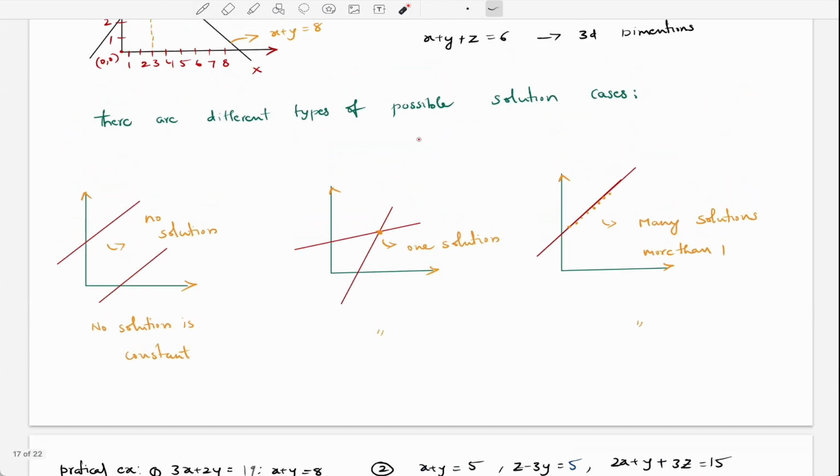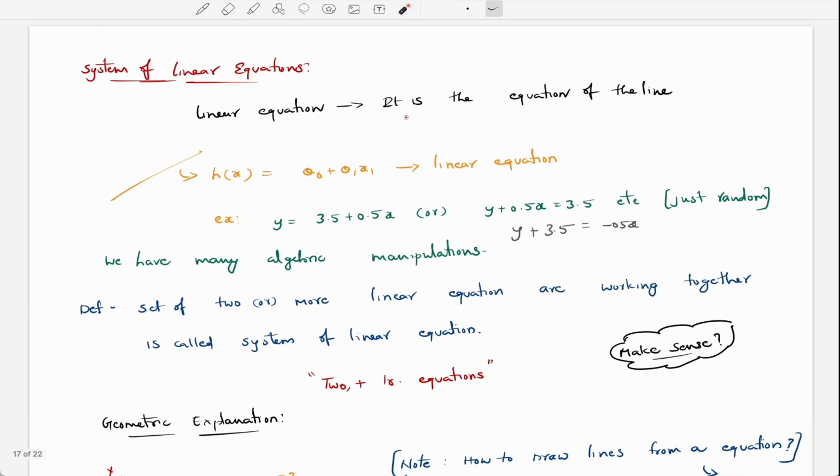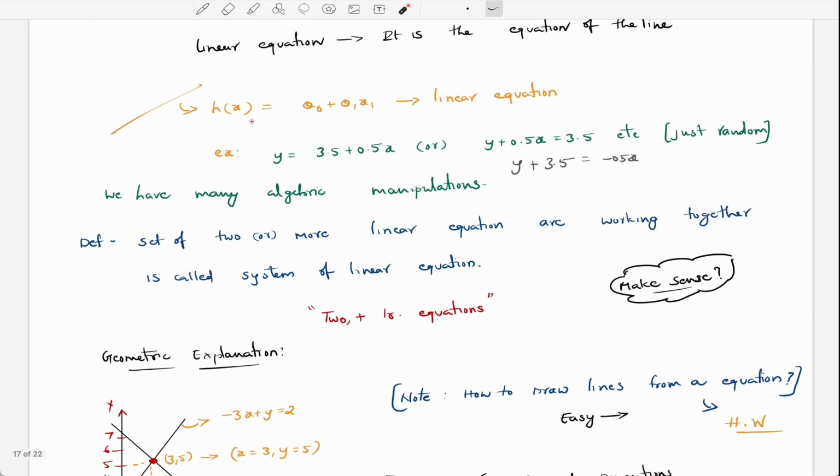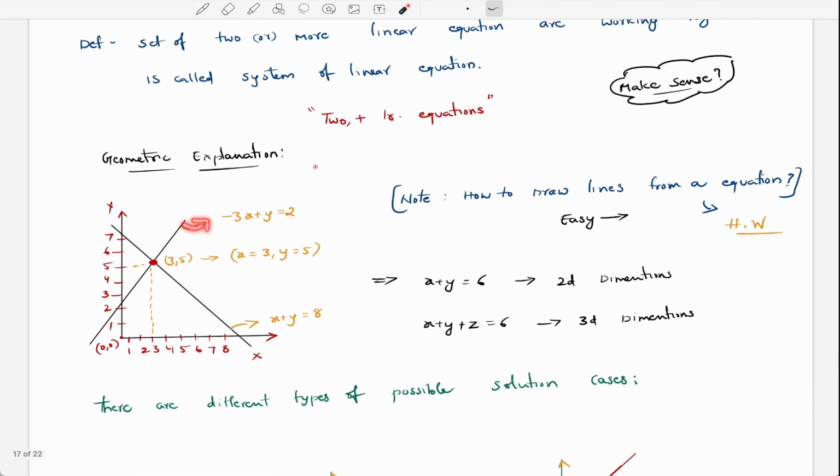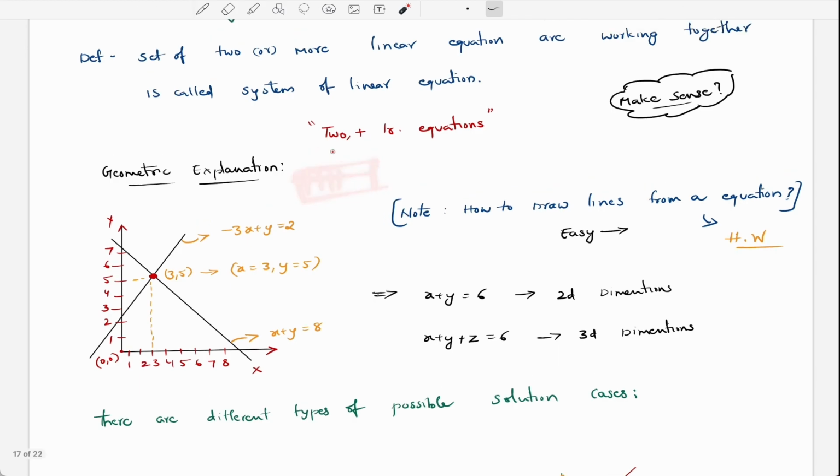So I will just repeat it again. What is a system of linear equations? What do you mean by a linear equation? The linear equation is just an equation of a line. So how do we find that? As I said, how do we find the linear equation of the line? We have a table out there, so just research about it.